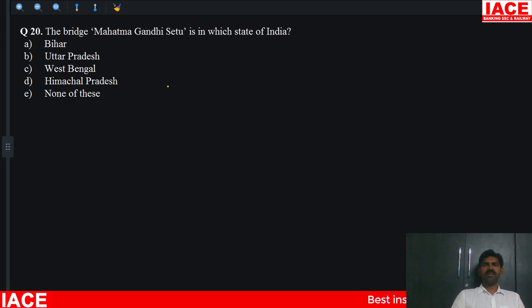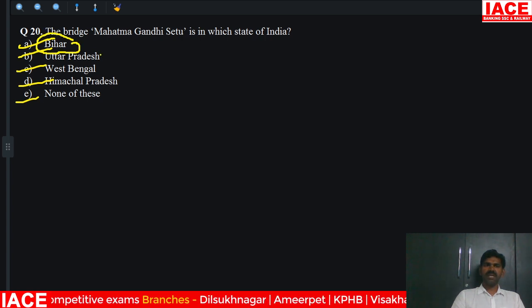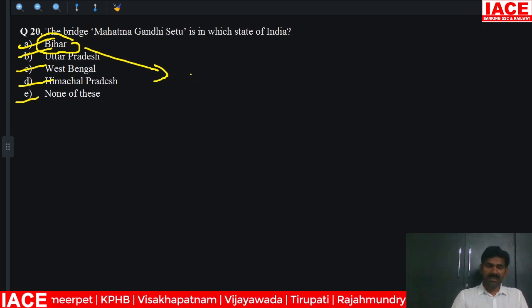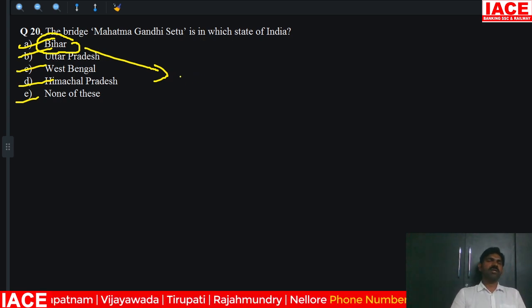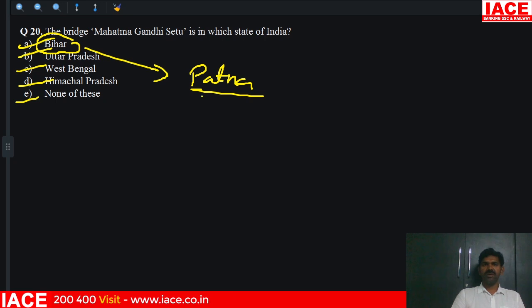The bridge Mahatma Gandhi Setu is in which state of India? Options are A, Bihar, B, Uttar Pradesh, C, West Bengal, D, Himachal Pradesh, E, none of these. Here the answer is Bihar. Very recent inauguration by Shri Narendra Modi. Mahatma Gandhi Setu is one of the longest bridges in the country. It is very close to a city called Patna, the capital of Bihar. So very important.